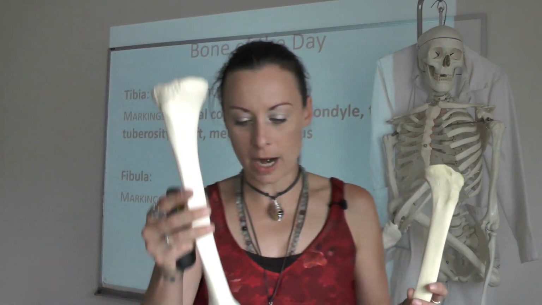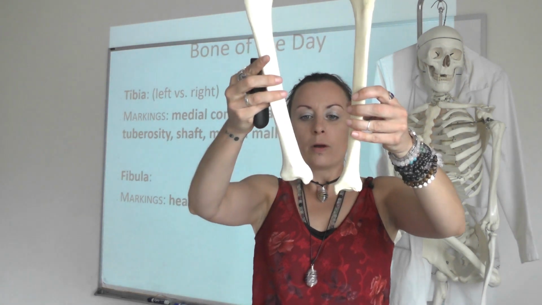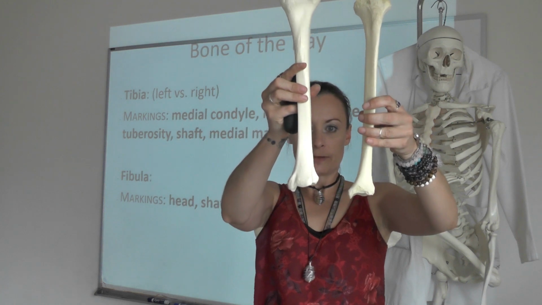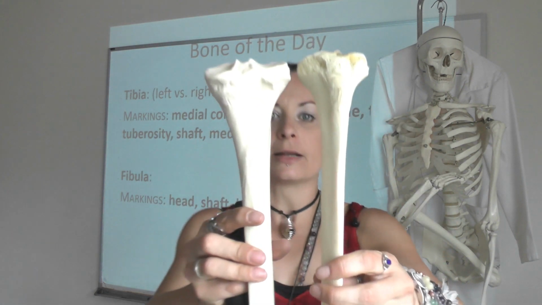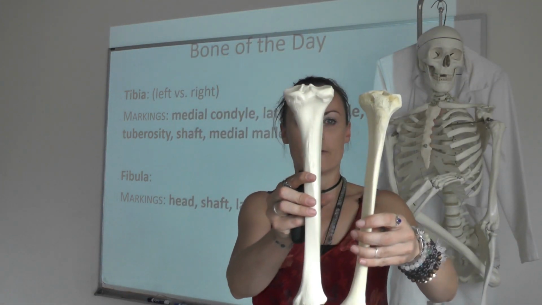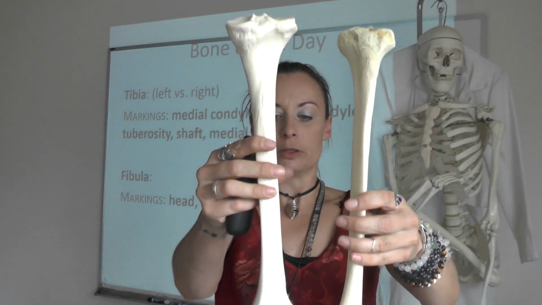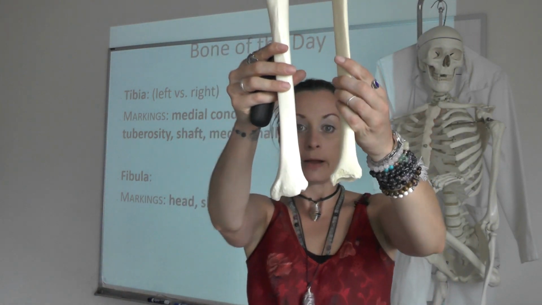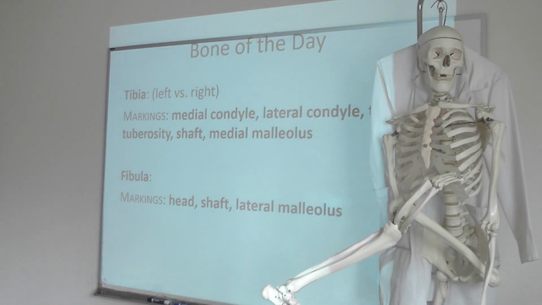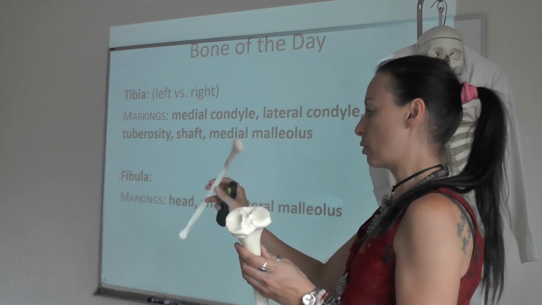To determine left or right, you find that medial malleolus and make sure it's medial. But what if it's sitting like this? I just flipped this, and now I don't see my tibial tuberosity, because it's on the posterior surface. If I see my tibial tuberosity and my medial malleolus, I know I'm looking at a left one. If I don't see the tibial tuberosity and I see this medial malleolus in that orientation, then I'm looking at a right one. For the fibula, you only need to know the head, the shaft, and the lateral malleolus.